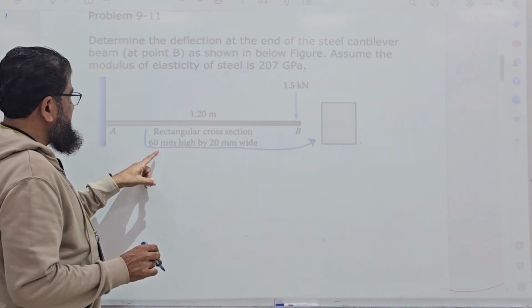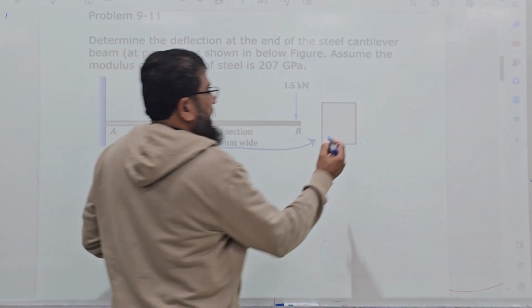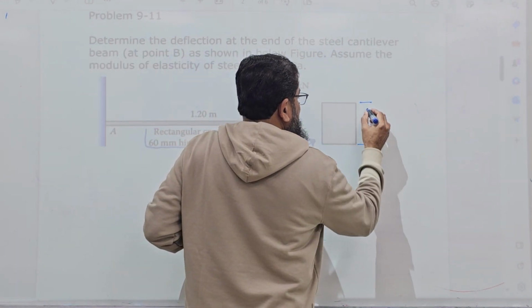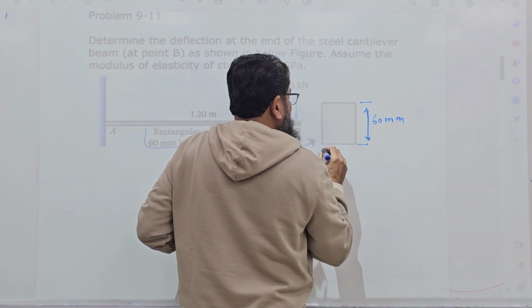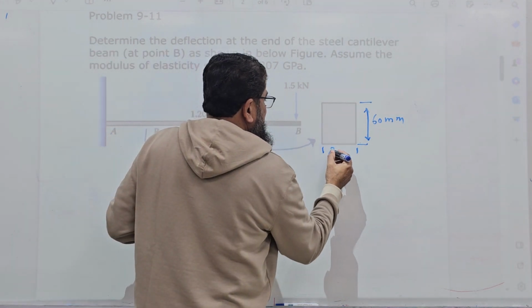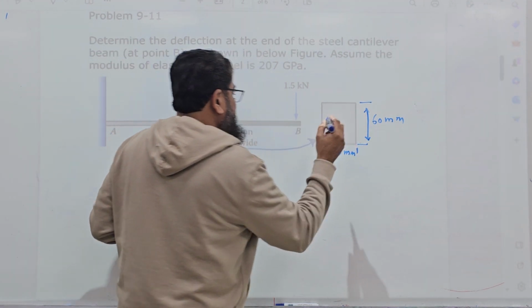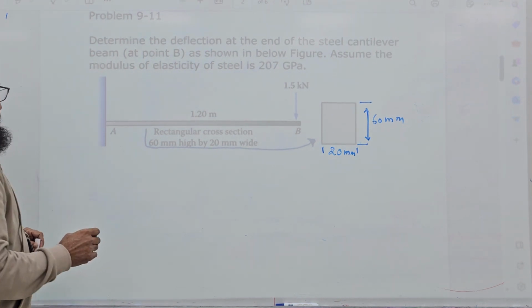Here he has given me the dimensions. The rectangular cross section is 60 mm high, that is, this height is 60 mm, by 20 mm wide. This is 20 mm wide. Right. So now he wants me to find out what the deflection is at point B.